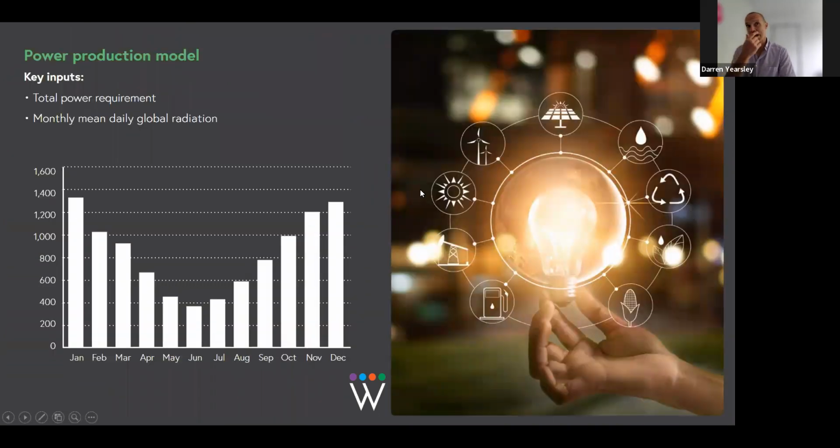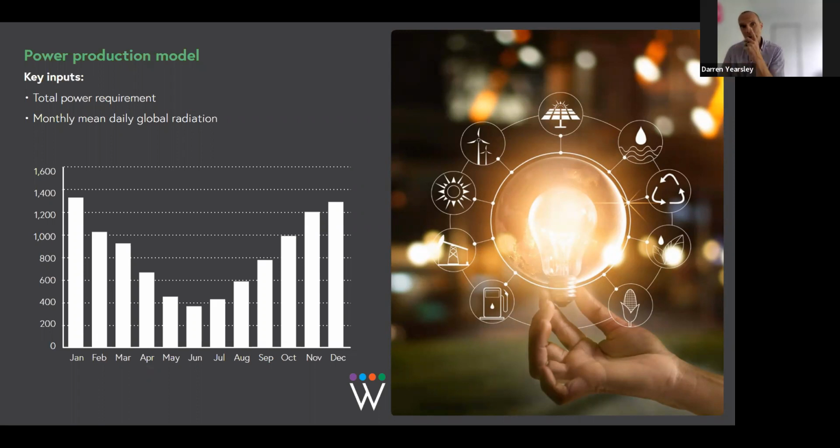Okay, so the power production model. This is how much energy my solar system will produce over the year. And you can see that the curve is inverted. That is because you have much more solar gain, solar hours, in the summer than you do in the winter. So it's the opposite of what our power requirement model is.